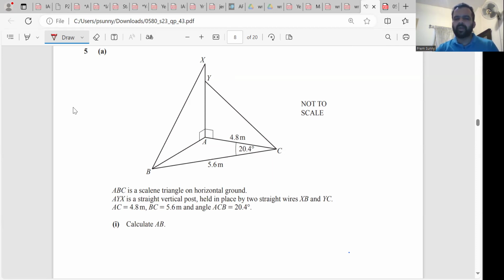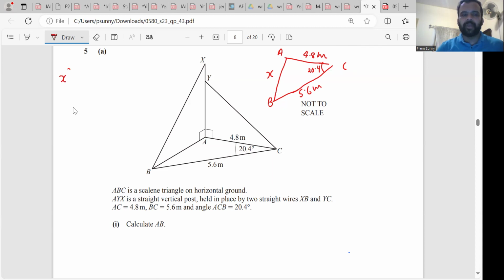So I'm going to consider this triangle. I'm going to draw this triangle separately. So A, B, C. We need to find out this AB. And what do we know here? AC is given as 4.8 meters and BC is given as 5.6 meters and the angle here is 20.4. To find a missing side, if two adjacent sides and the angle connecting them are given, the rule we have to use is the cos rule.